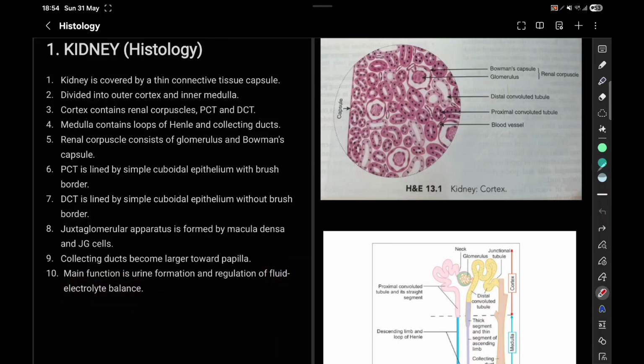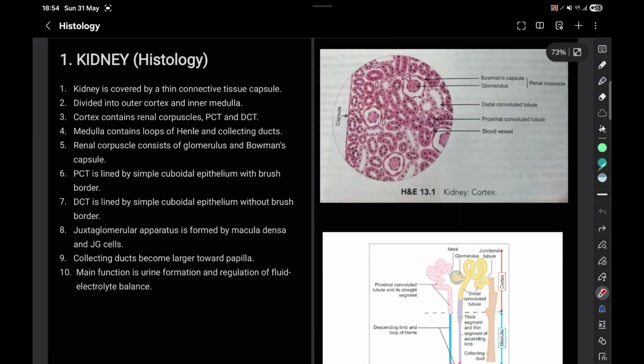So let us just recall once. The kidney is covered by a thin connective tissue capsule. It is divided into cortex and medulla. The cortex contains PCT, renal corpuscle and DCT. Renal corpuscle is made up of Bowman's capsule and glomerulus, and the medulla contains loop of Henle and the collecting duct. Now till medulla here, okay, till this we are done. Next, the renal corpuscle contains glomerulus and Bowman's capsule, that we know. So first 5 points are clear.